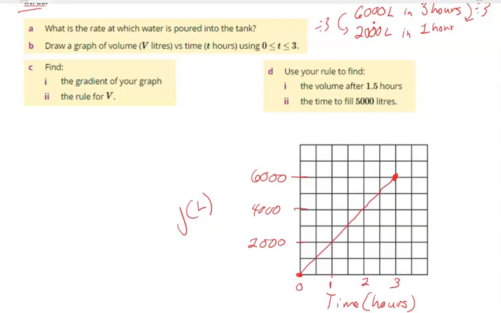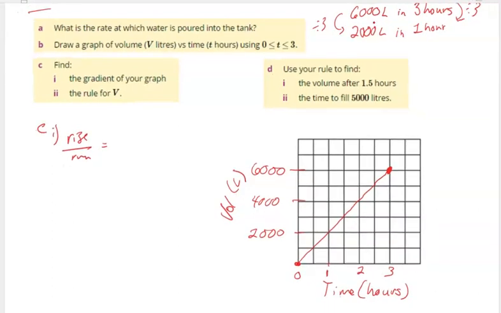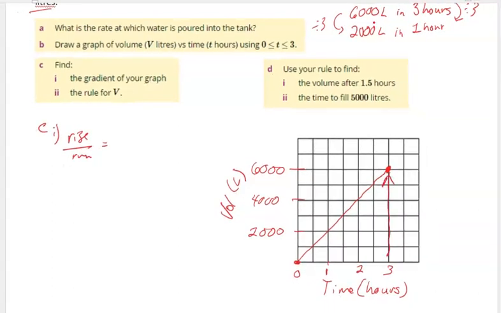Now we're going to find the gradient. To find the gradient, we're looking for the rise over the run, and in this case, the rise is 6,000 over the run, and that happened over 3 hours, and that gives us a gradient of 2,000. So that's our gradient. So now we can find the rule for V.